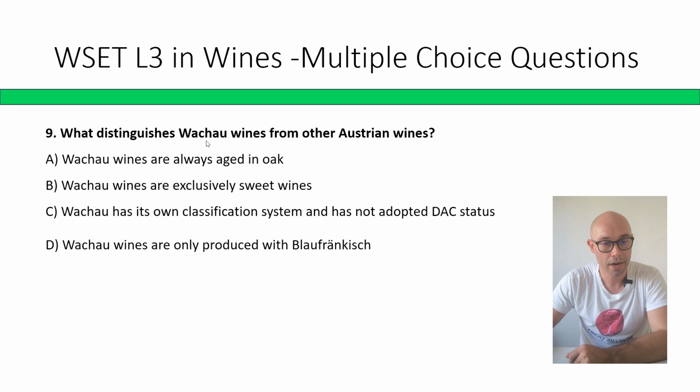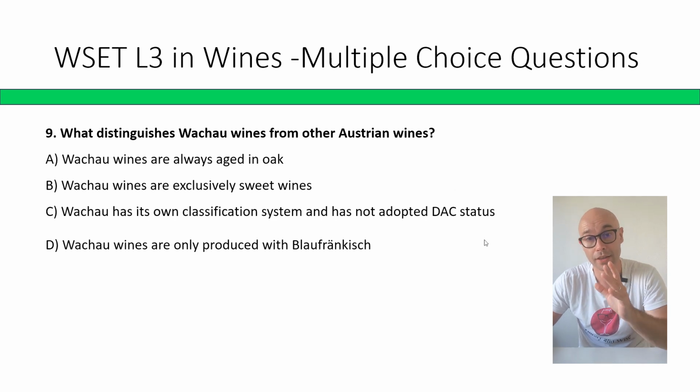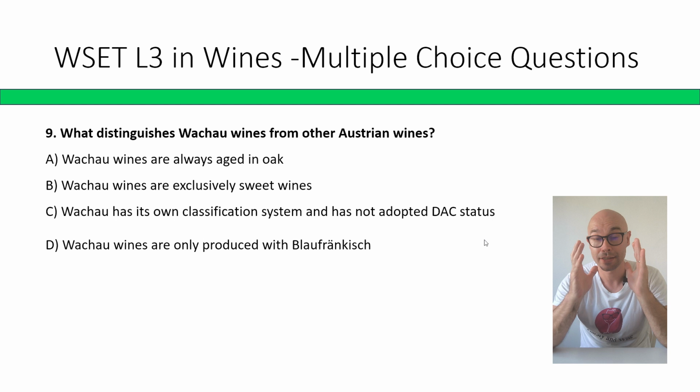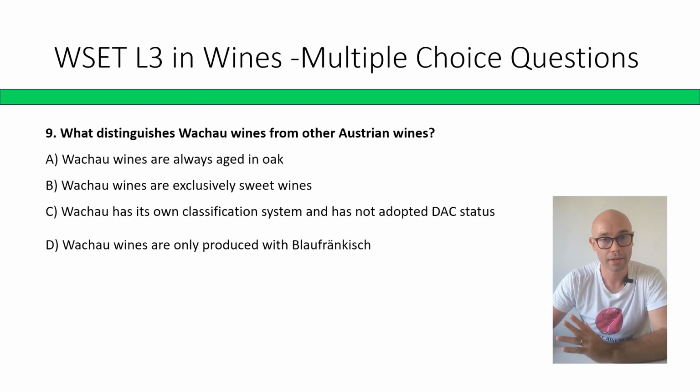What distinguishes Wachau wines from other Austrian wines? Wachau wines are always aged in oak. Wachau wines are exclusive sweet wines. Wachau has its own classification system and has not adopted DAC status. Wachau wines are only produced with Blaufränkisch. So the correct answer is C, but this is old information that Wachau did not adopt the DAC status. Wachau now has its own classification system, but it also adopted the DAC system.